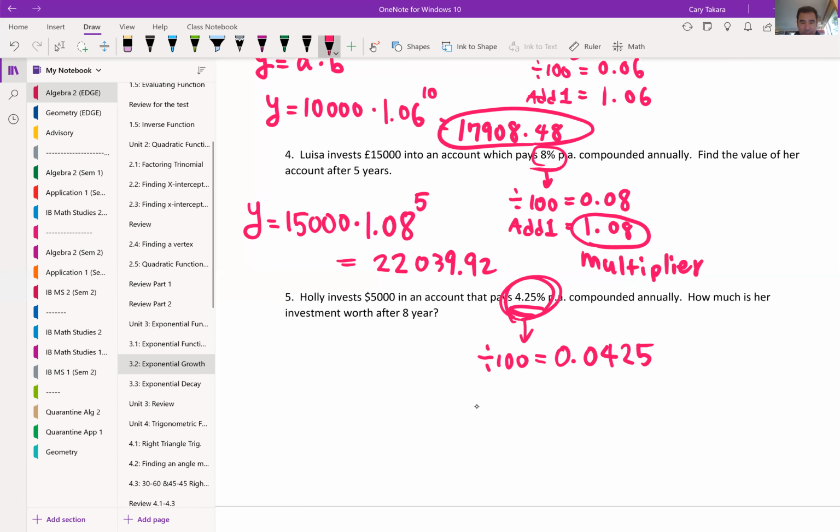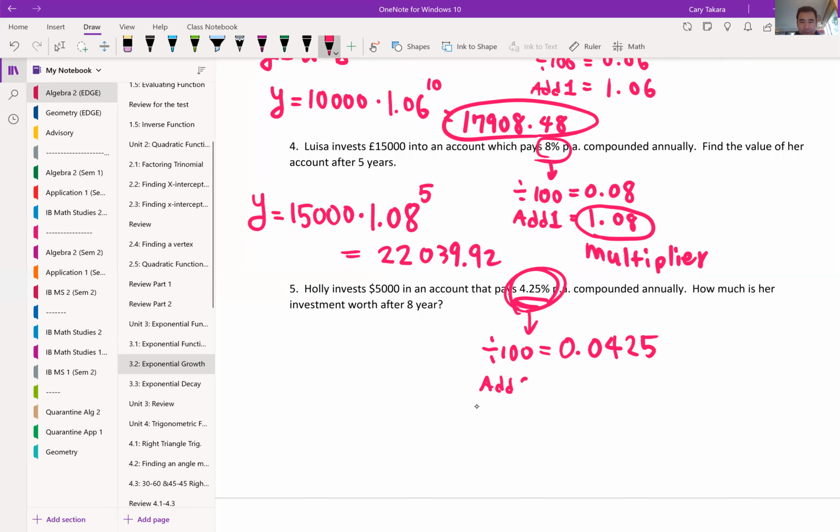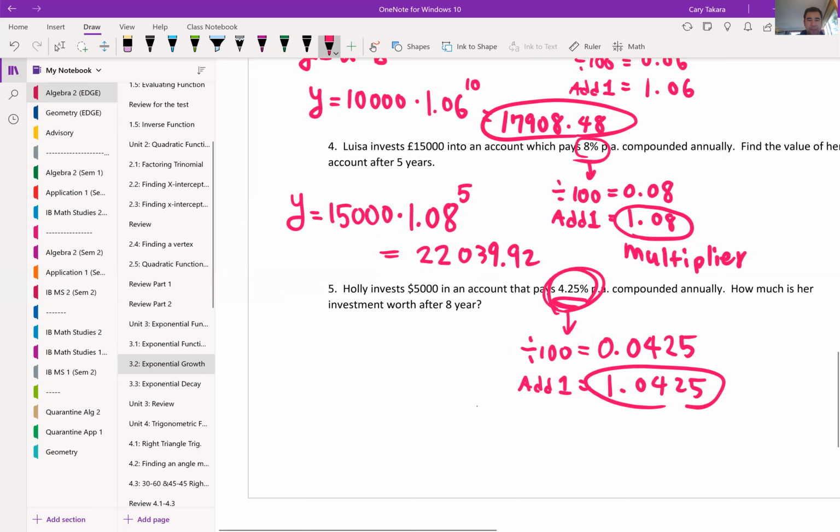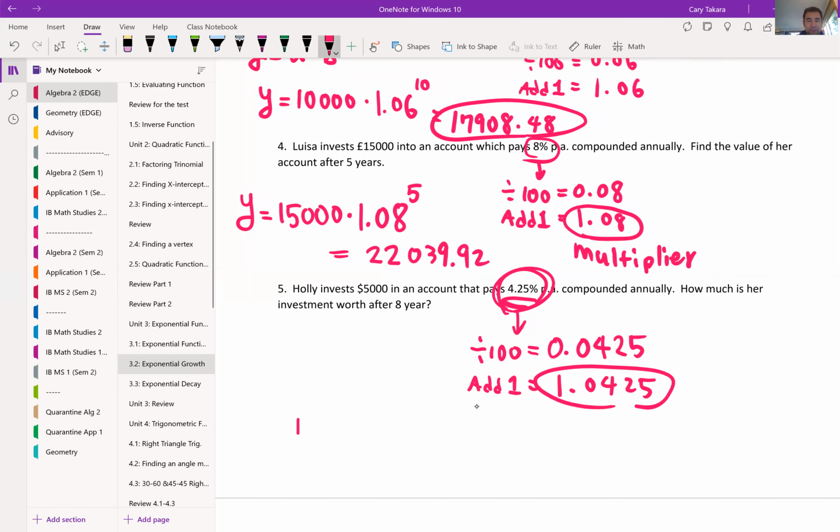Now you add 1. So it will be 1.0425. This will be the multiplier. Will you check your notes? Do you guys all have 1.0425 as a multiplier? Okay, now let's figure out 5,000 times 1.0425 to the 8th power.